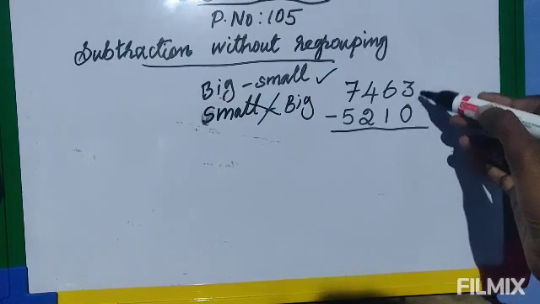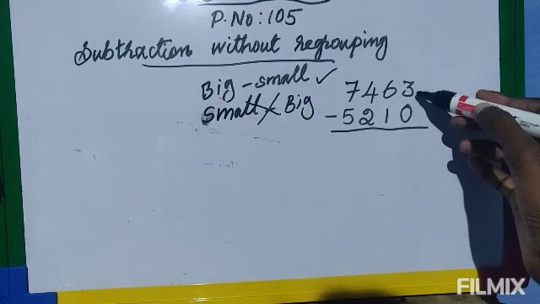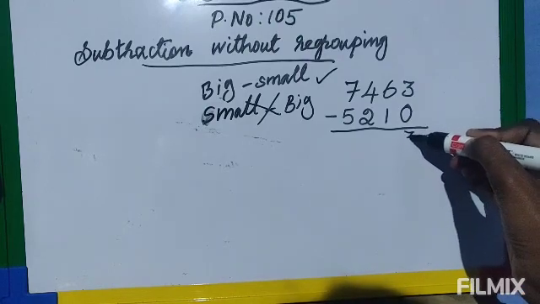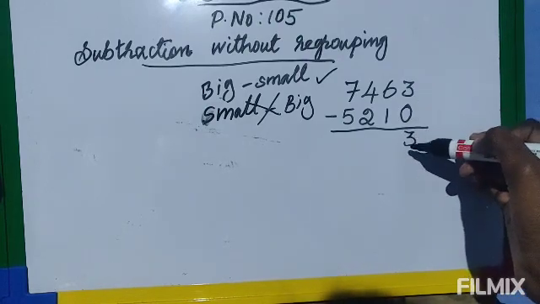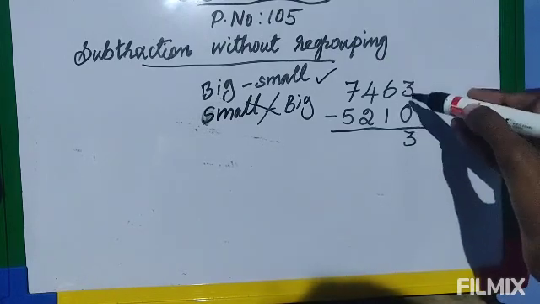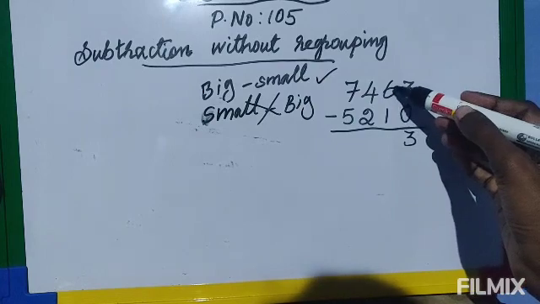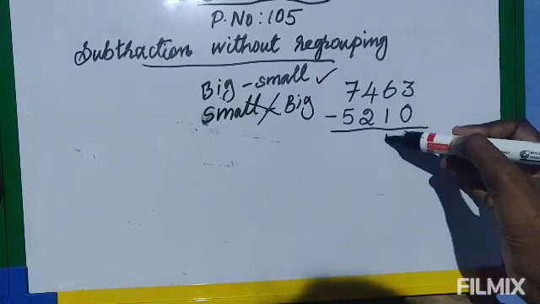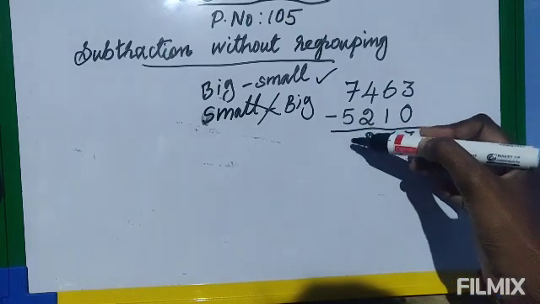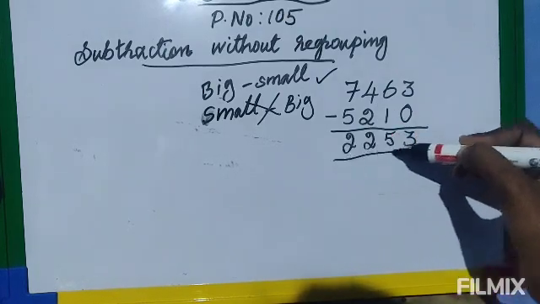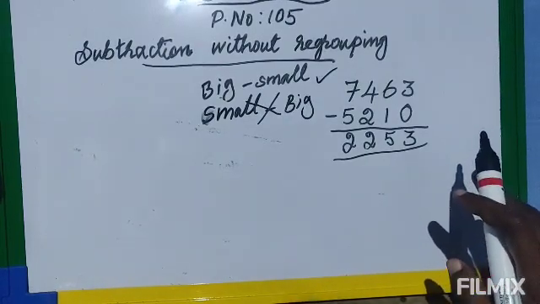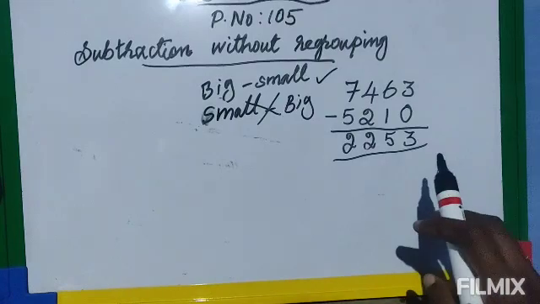So 3 minus 0. Already you have learned the rules of subtraction. If you minus 0 from any number, you will get the number itself as the answer. So 3 minus 0, 3. It is not 0. Many of you make a mistake, so be careful. 3 minus 0, 3. Again 6 minus 1, 5. 4 minus 2, 2. 7 minus 5, 2. So it is a simple, normal subtraction without borrowing. In other words, it is subtraction without regrouping.